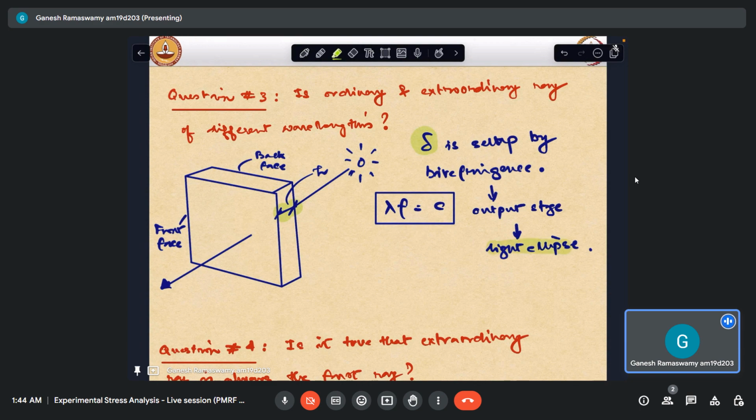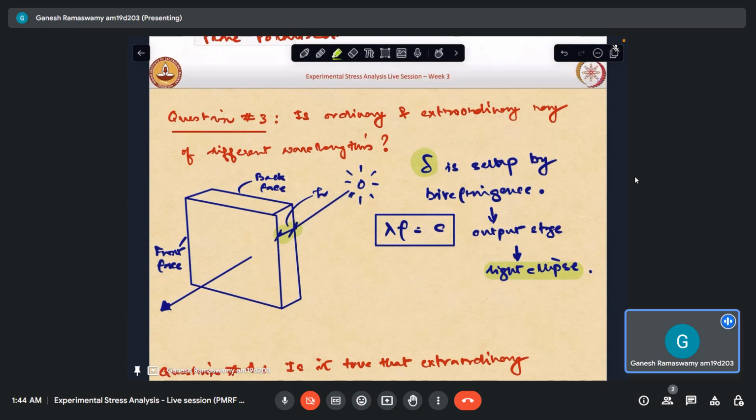In formation of this light ellipse, the light ellipse equation, which happens to be a function of delta and the amplitudes, subsumes this information of different wavelengths.